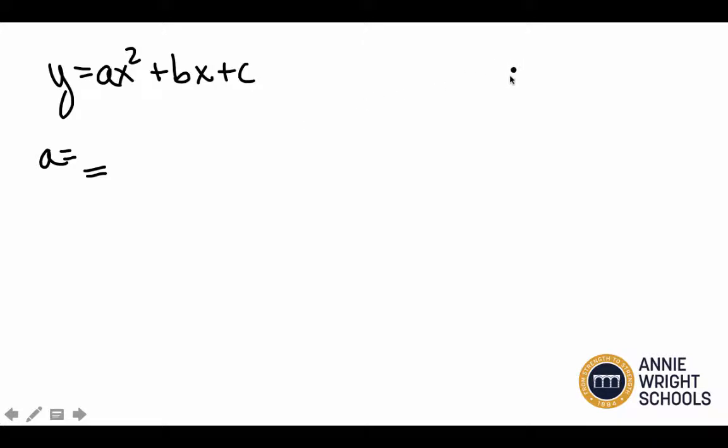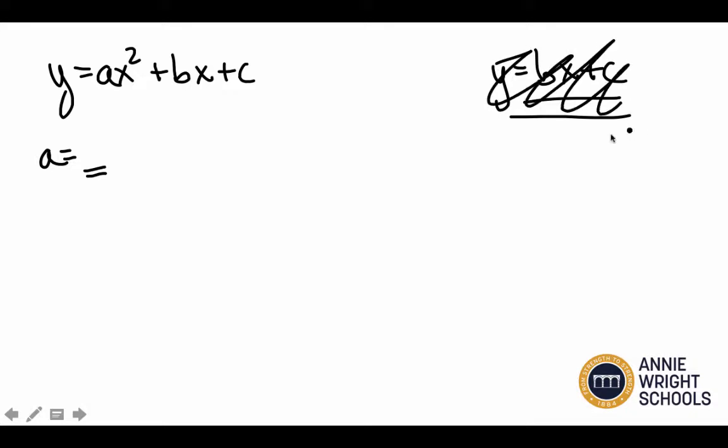Algebra students, you should know how to graph any equation that looks like this. Y equals ax squared plus bx plus c. A will always exist. It will always be a number that's not 0. Because if a was 0, we're back to y equals bx plus c, and that's a linear function, which you know how to graph from earlier in the year.